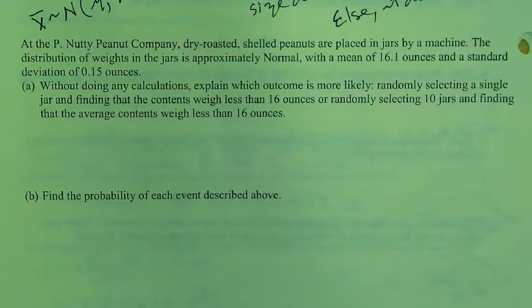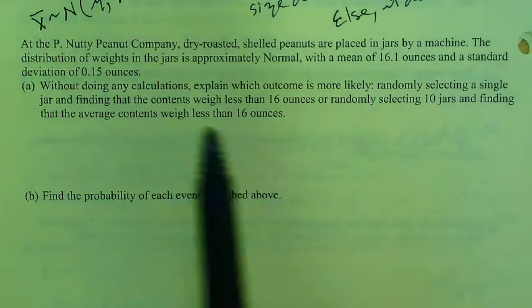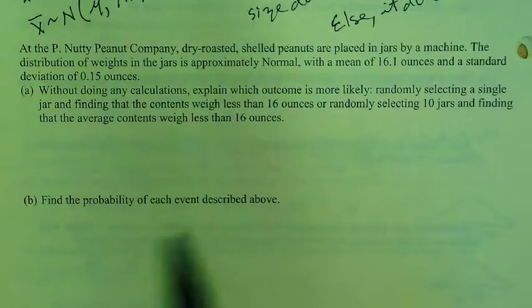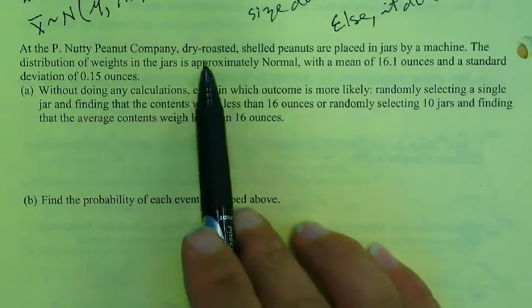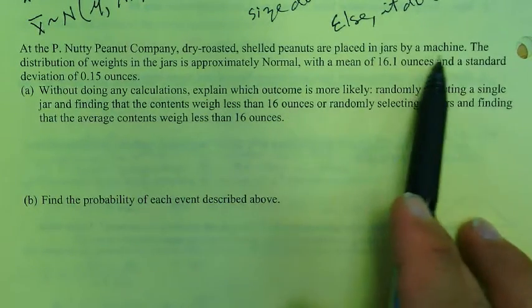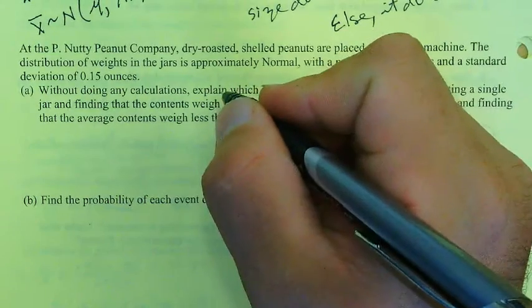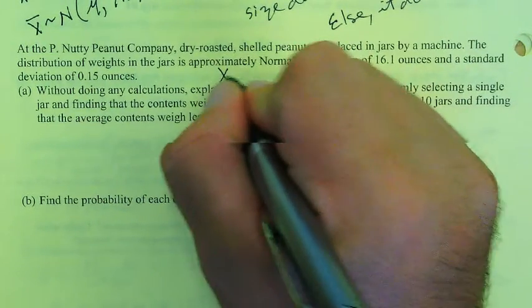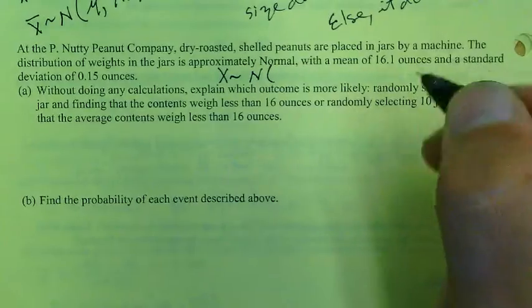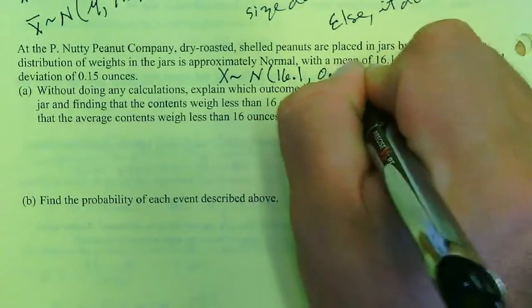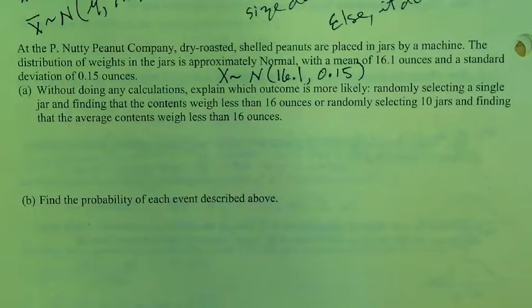Okay, so this is the first of many, many, many examples where you're basically going to be doing the same thing over and over again. This will basically be the first steps in your problem-solving process. We have P Nutty Company dry roasted shelled peanuts placed in jars by machine. Here's the information. X is approximately normal with mean 16.1 and standard deviation 0.15, right?